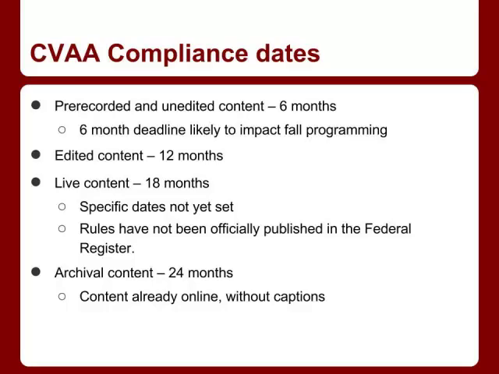If the content is edited, the deadline is going to be 12 months after the Federal Register posting. For live content, 18 months. And then archived content, which is content that's already online and doesn't have captions, there's going to be 2 years from that date. So we expect that these dates are going to impact the fall programming for major broadcasters. But as I said, it all depends on when that rule actually gets published in the Federal Register.